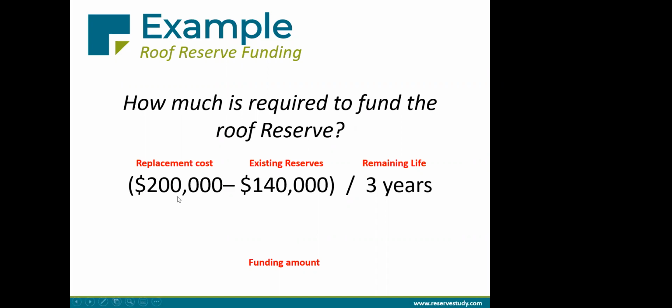So I take my $200,000 cost, subtract the 140, that gives us that $60,000 unfunded balance. I'm then going to divide that difference over this remaining useful life. And let's say we've determined that the remaining life on the roof is only 3 years. So 200 minus 140, we get 60,000. 60 divided by 3 means that we need to put aside 20 grand a year into reserves for the next 3 years, right? 3 years of remaining life, 20 grand a year in order to fully fund that roof.